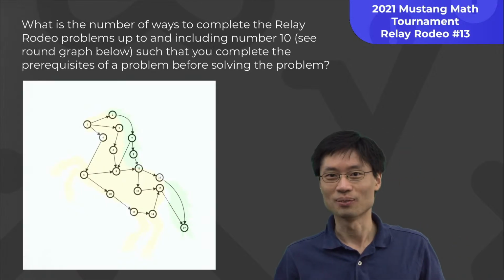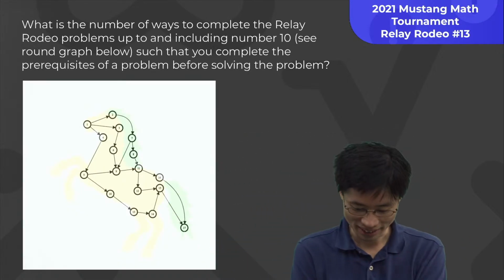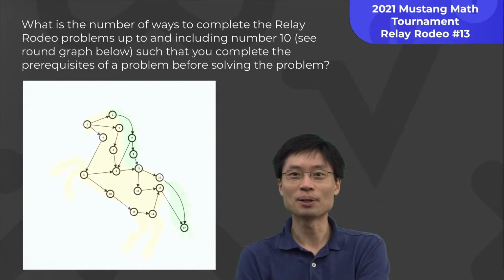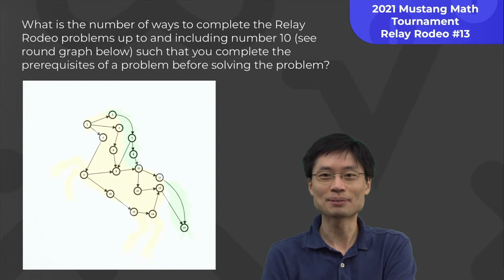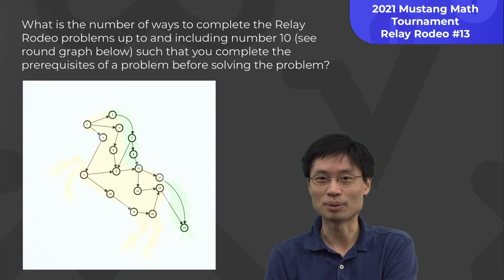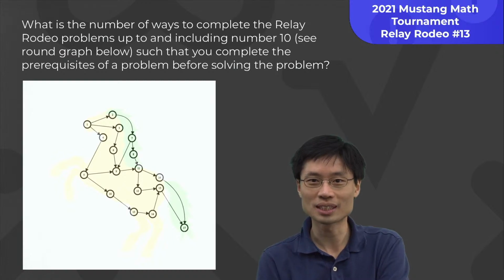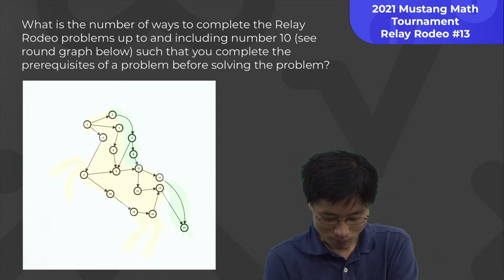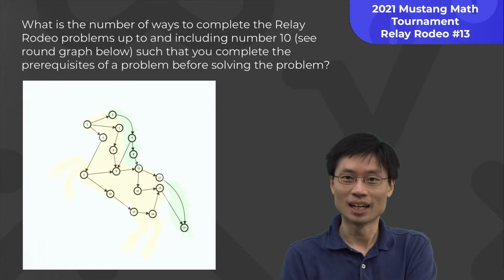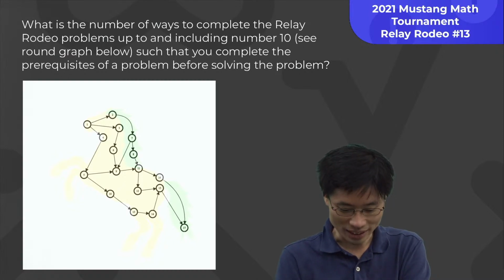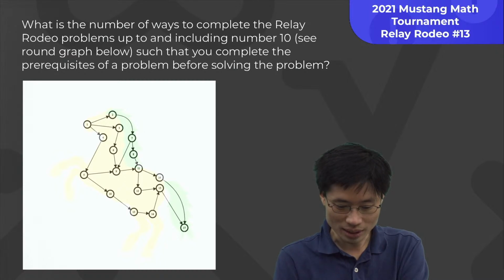Next question. What is this? This looks like a horse thing. Yeah, it's a horse thing. Okay. What is the number of ways to complete the relay rodeo problems up to and including number 10? See the graph below, such that you complete the prerequisites of a problem before solving the problem. Whoa. Okay, I apologize to the people who are watching on YouTube. It might be kind of hard for you to read this, but I'm going to try to highlight the important parts. What is the number of ways to complete the ones up to and including number 10 such that you complete the prerequisites of a problem before solving the problem?